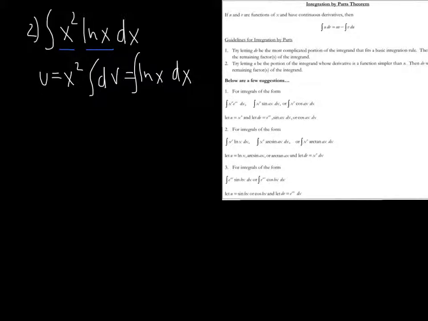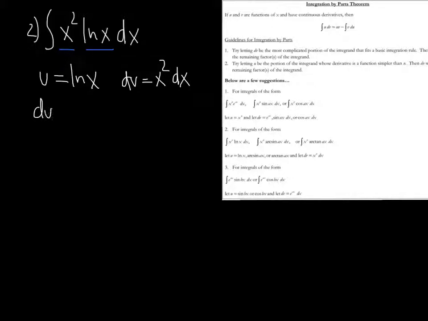However, we are pretty knowledgeable about what the derivative of ln of x is. It is just 1 over x. So perhaps we should switch this around, and we will now let u equal natural log of x, and we're going to let dv equal x squared dx. Because we can actually integrate x squared and we can take the derivative of the natural log of x. So we're in good shape.